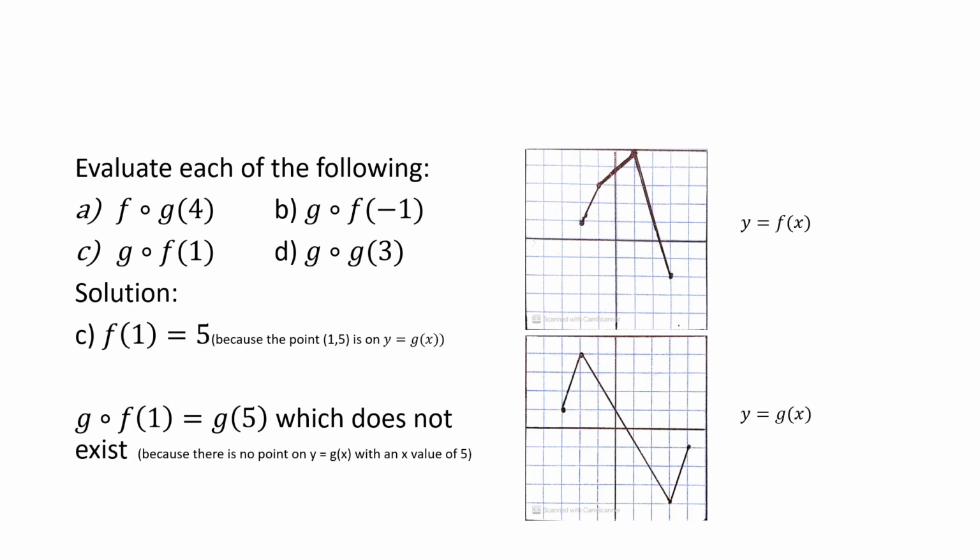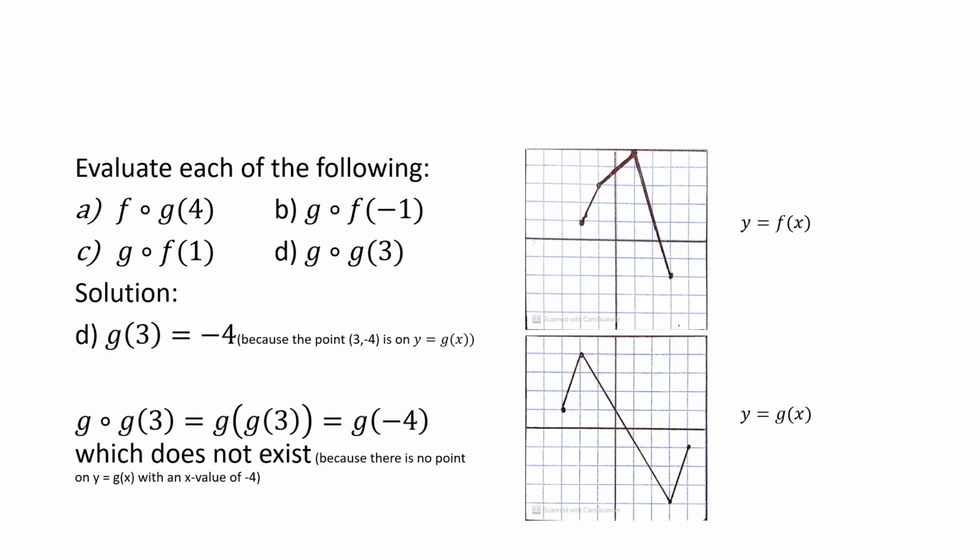How about if we're looking for g of f of 1? Well, f at 1 is 5 because the point (1, 5) is right there on f. So g of f at 1 means g at 5, but g at 5 doesn't exist because the function doesn't go that far to the right.